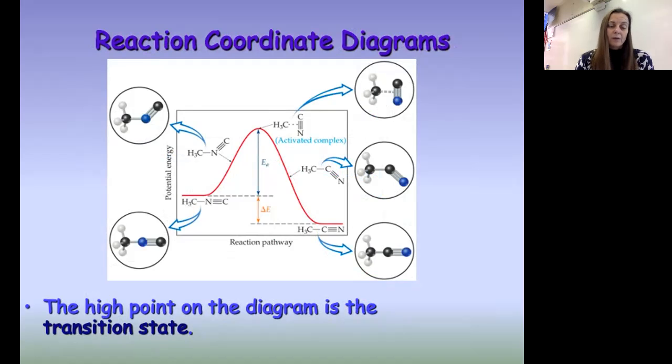Or you may see one bond broken and another bond yet to be broken. Activated complex is just what we have in the middle. It is the transition state, but the transition state is always found at that high point.